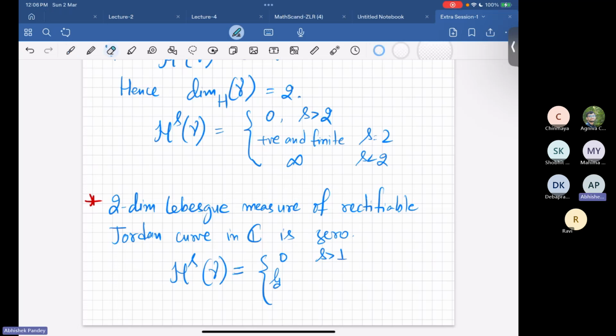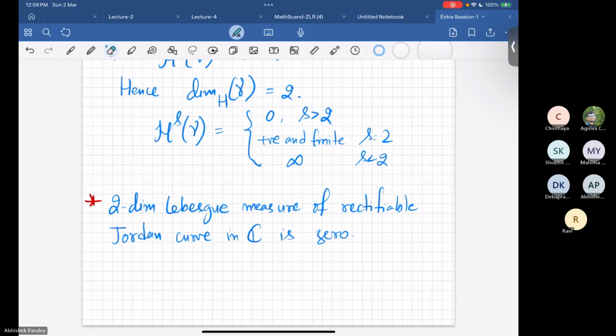So Hausdorff one measure, Hausdorff two measure, s equals 2 is equal to 0. It's a Jordan curve, so it is injective, but at the endpoint it is not injective. That will not really matter here. We can just remove the endpoint and take any other point.